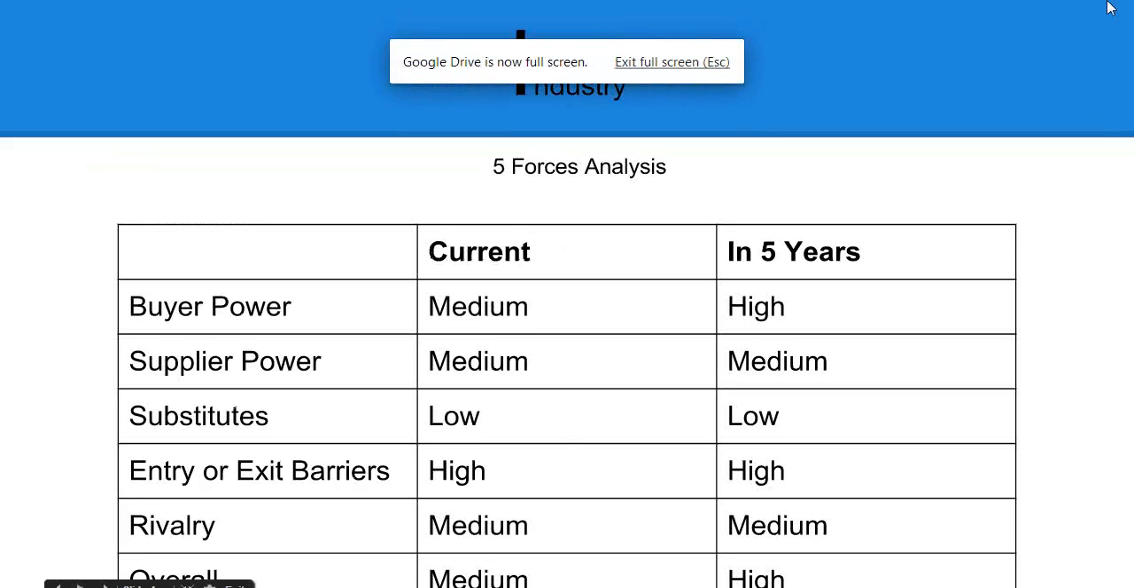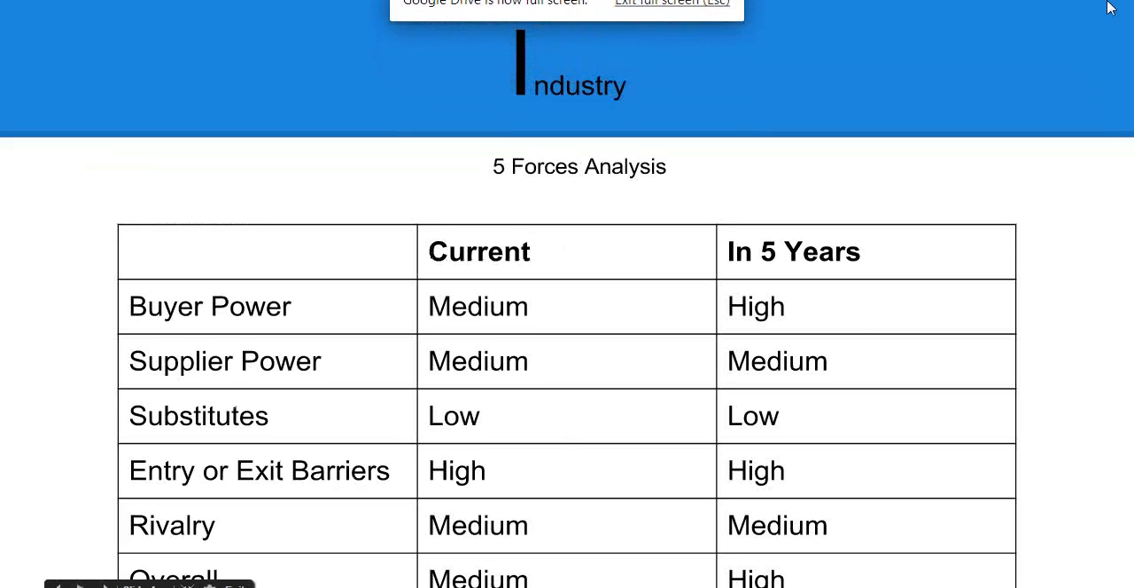Now we're going to focus on the five forces analysis. As you can see, the buyer power currently is medium, supplier power is medium, substitutes is low, entry or exit barriers is high, rivalry is medium. Overall, we thought that it was medium.